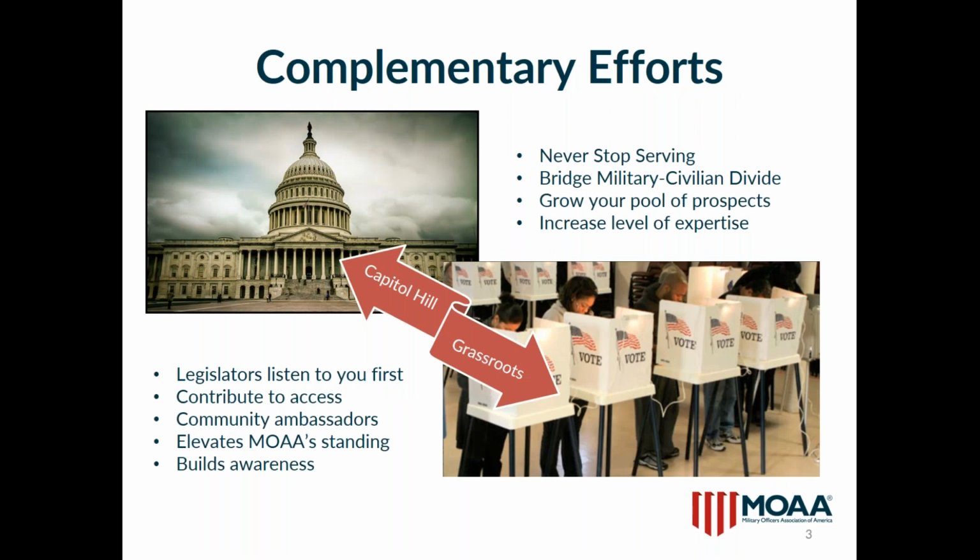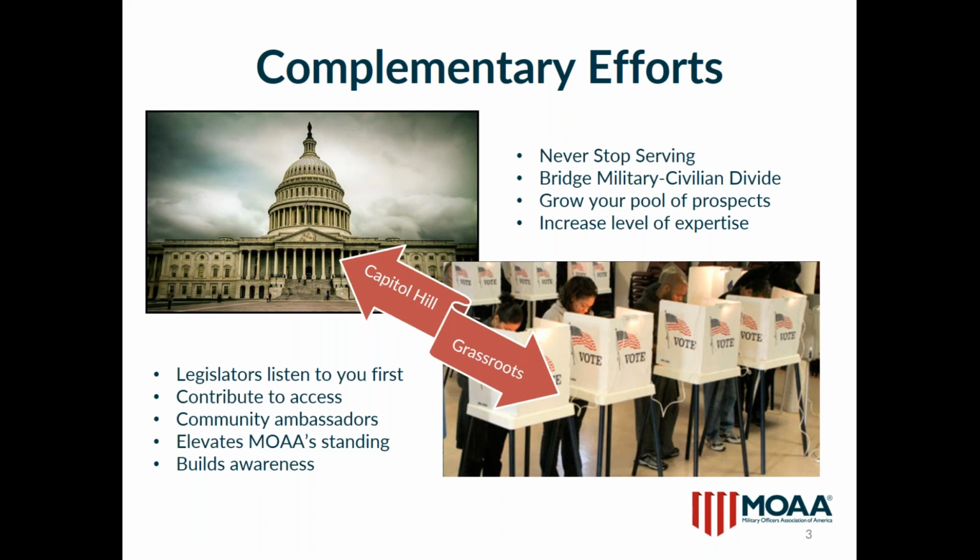All right, so legislative-wise, why is legislative advocacy important? Well, some of the things that it brings you is it really goes with our motto of never stop serving. So it is an opportunity to continue to serve. That's why MOAA exists, to serve military and veterans and their families, and advocate on their behalf at the local, state, and national level. It can help bridge that military-civilian divide.